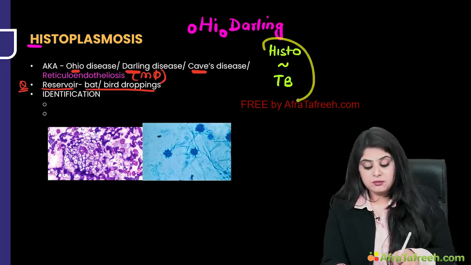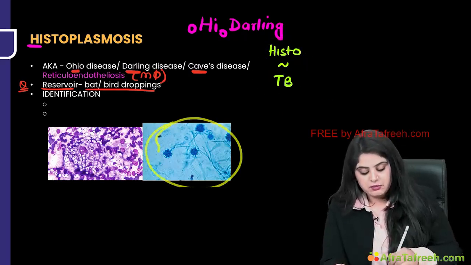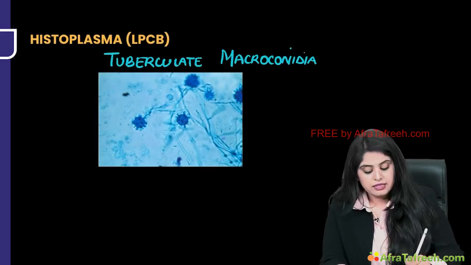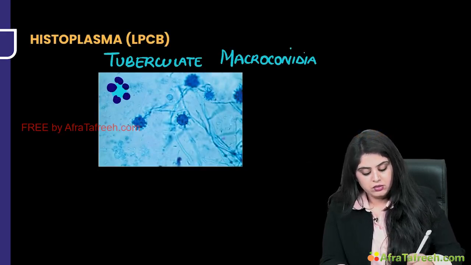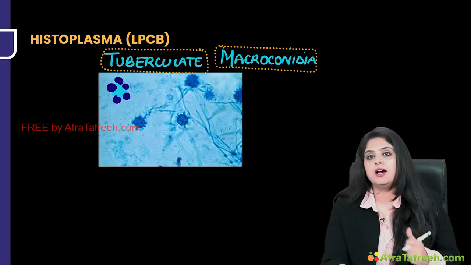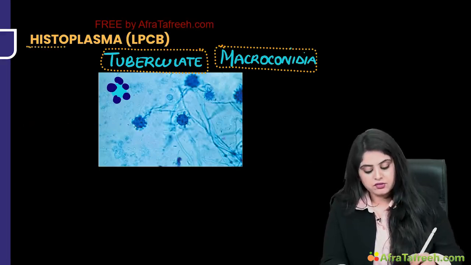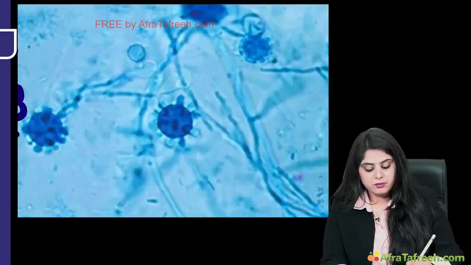So now when TB and histoplasma are such good friends, is there something related to TB that it can show you? It shows you these structures with these projections like this. These are known as tuberculate macroconidia. So it's taken a TB wala noun. Histoplasma shows you tuberculate macroconidia. What stain is this? Blue color wala stain, lactophenol cotton blue. You can see the projections. This has come as a previous year question.